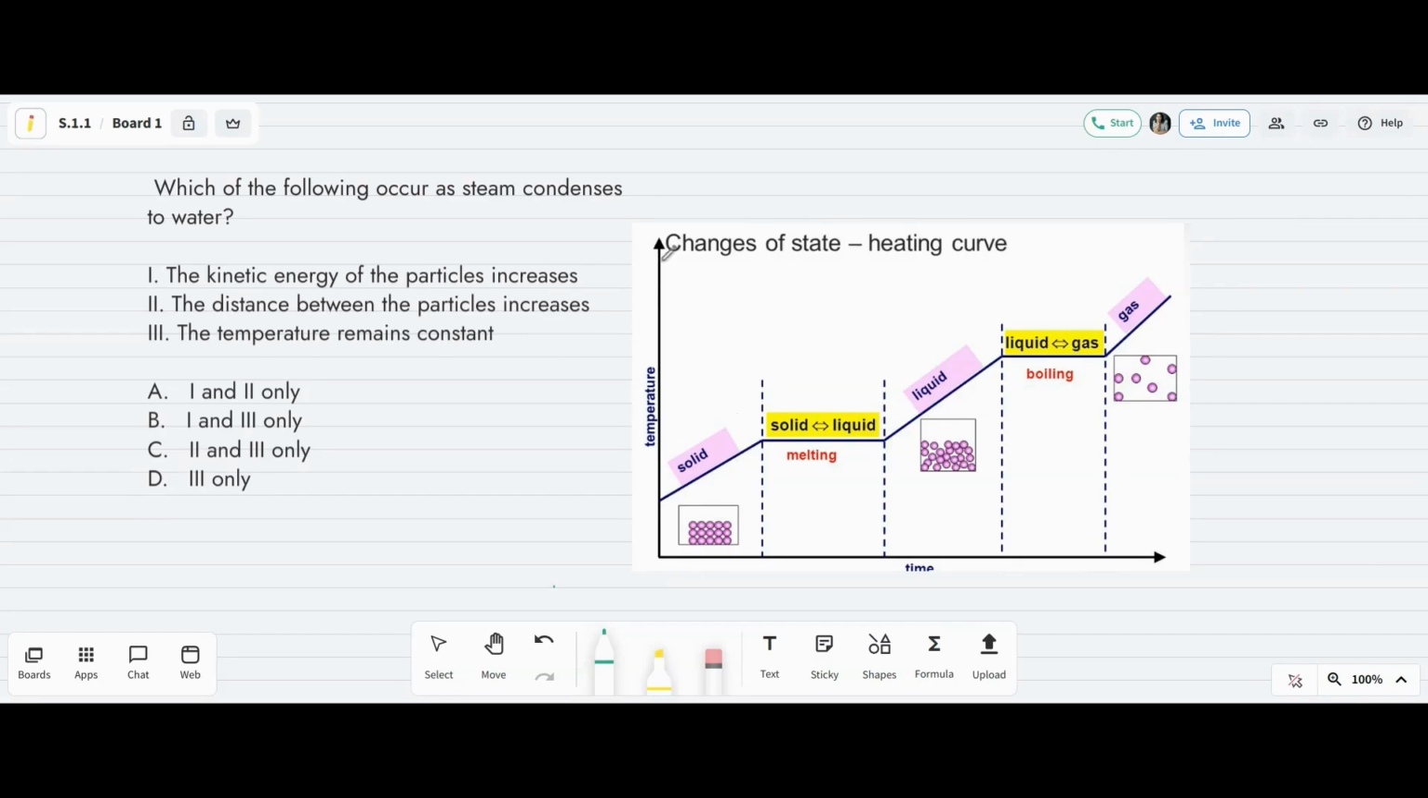A heating curve is a plot of the temperature versus time. It shows you how the temperature of a substance changes as heat is added at a constant rate. So if you start with the substance below its melting point, it will begin as a solid. As you increase the heat, the particles will absorb the heat and start vibrating and moving faster.